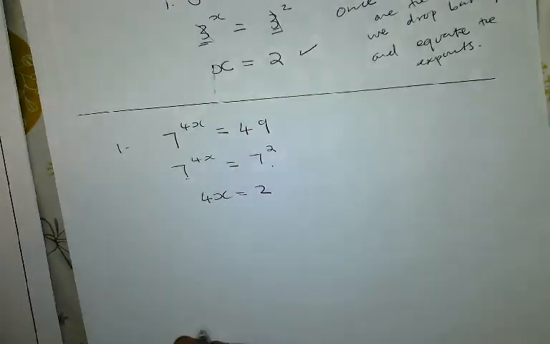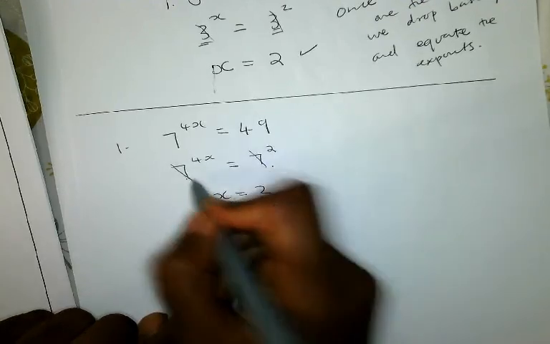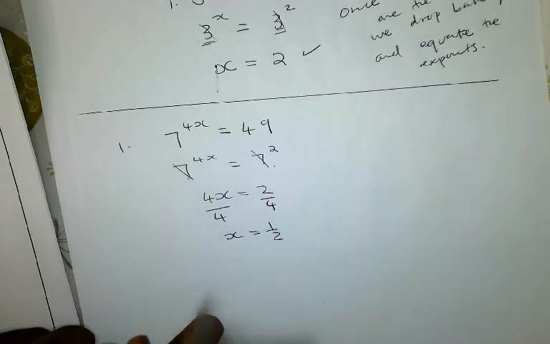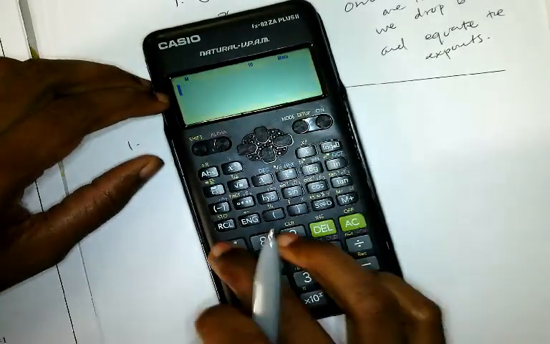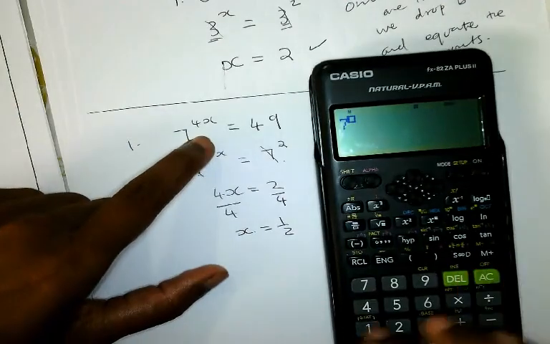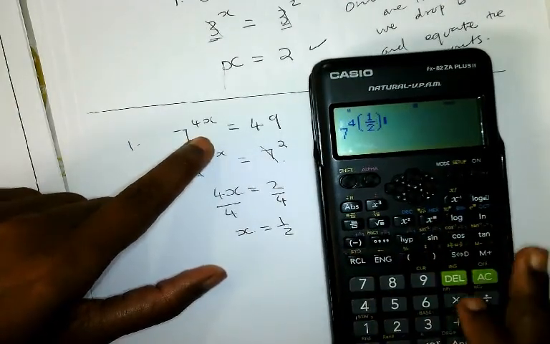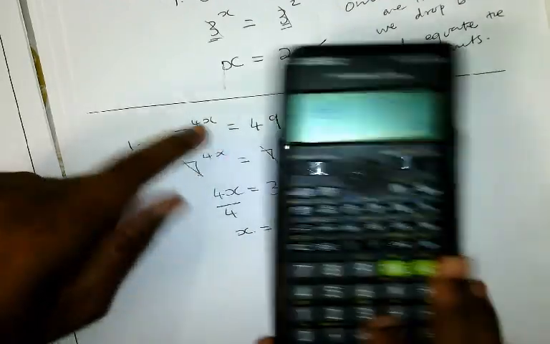It's a half. And with exponents, equations are nice because you can always check your answer if it's right. So I'm going to substitute a half in the place of x here, and it should give me 49. Can you see? So you can actually check your answer and verify.